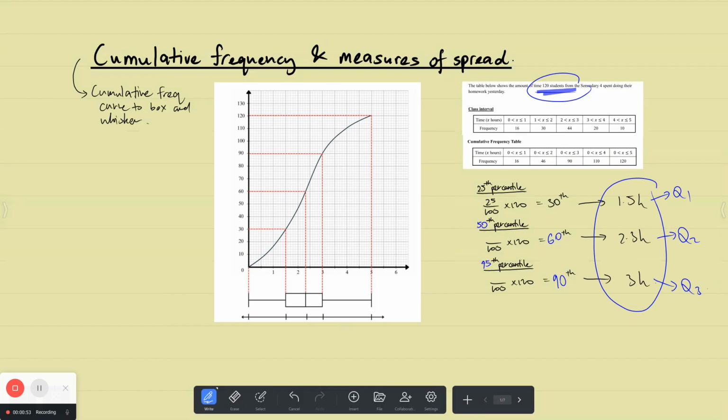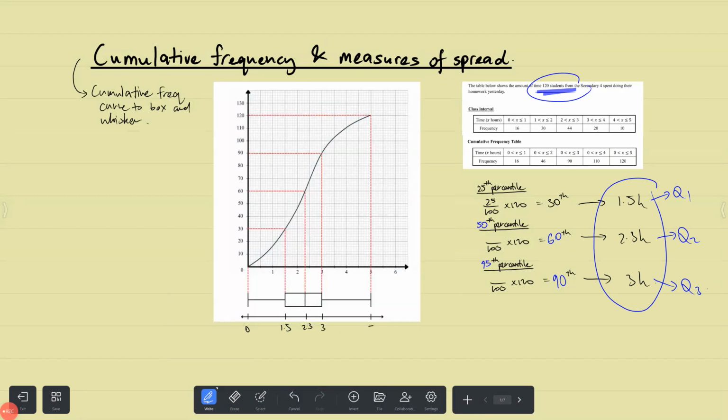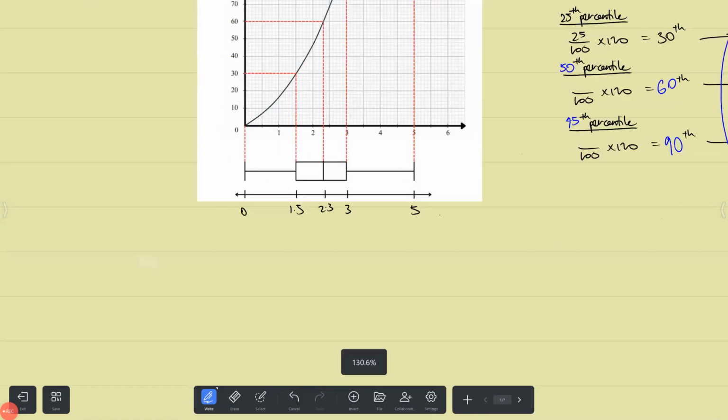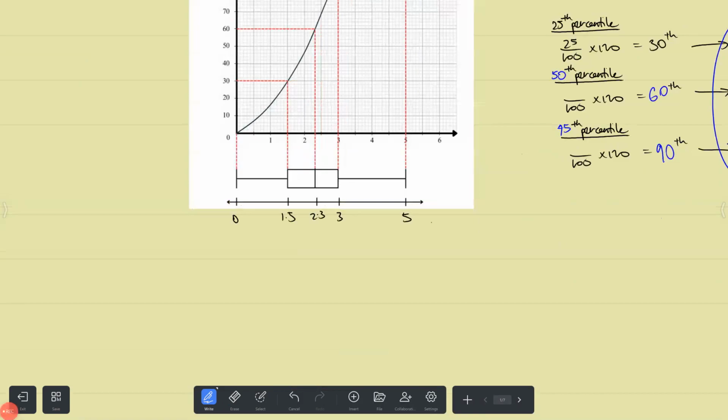Like so, right? So we have our minimum value, which is our 0 hours. So put 0 here. And this is our lower quartile, which is 1.5 hours. And 2.3 is your median. And this is our upper quartile, which is 3 hours. Sorry, 3 hours. And last one is our 5 hours as well. Right? So let's do it in our box and whiskers diagram and really understand what's happening here.